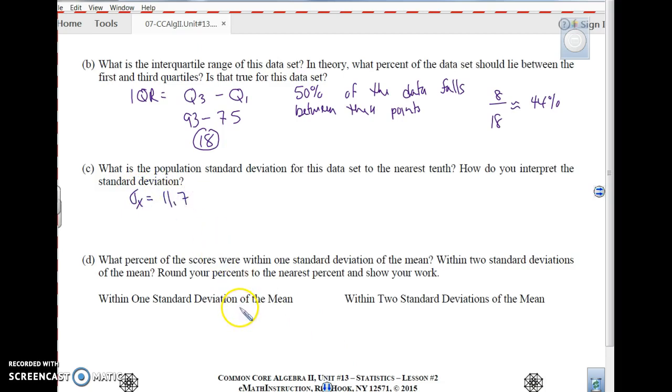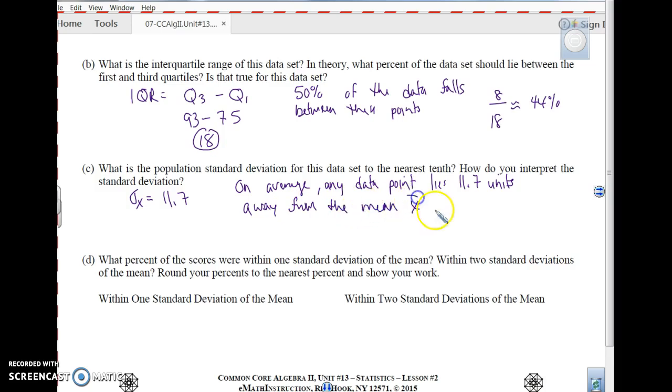So how do you interpret the standard deviation? All right, standard deviation is a measure of spread. It means, on average, any given data point lies 11.7 point units away from the mean, which in this case is x bar, 83.7. So that means if I were to pick any of the data points, I'm looking at its spread. So each of those points is on average 11 points away from that.